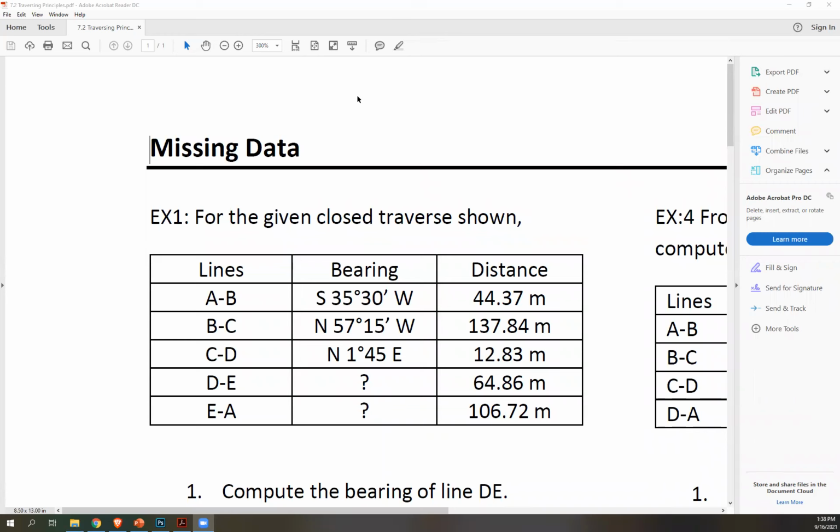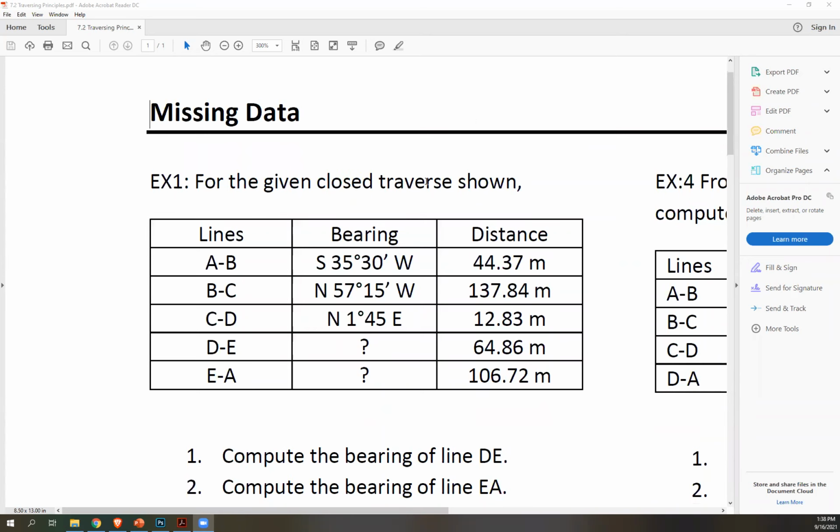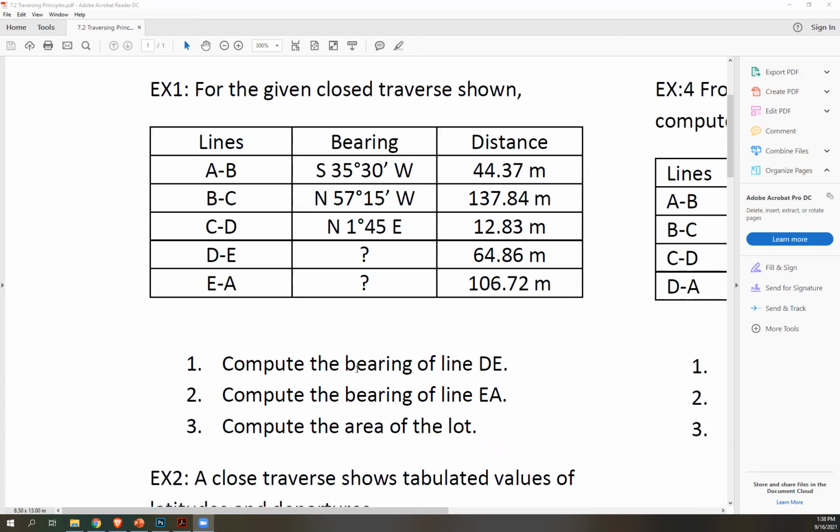So example number 1: for the given closed traverse shown, you have lines A, B, C, D, and then going back to A. So that's a closed traverse. You have your bearings and distances, and then the surveyor wasn't able to get the bearing of line DE and EA. So now we have to compute for that missing information. So first, compute the bearing of line DE, then the bearing of line EA, and then finally the area of the lot. So let's begin with getting the bearing of line DE.